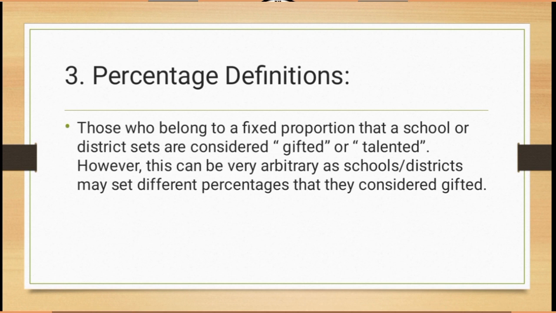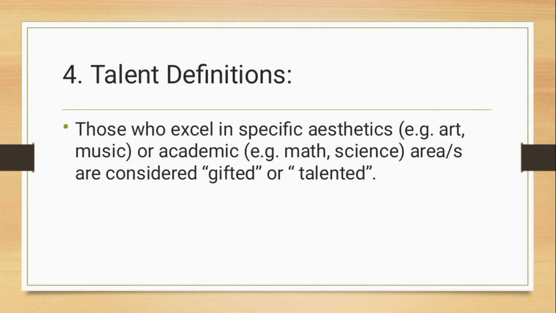Third, the percentage definition. Those who belong to a fixed proportion that a school or district sets are considered gifted or talented. However, this can be very arbitrary, as schools or districts may set different percentages that they consider gifted. Fourth is the talent definition. Those who excel in a specific aesthetic area, for example art or music, or academic area, for example math or science, are considered gifted or talented.